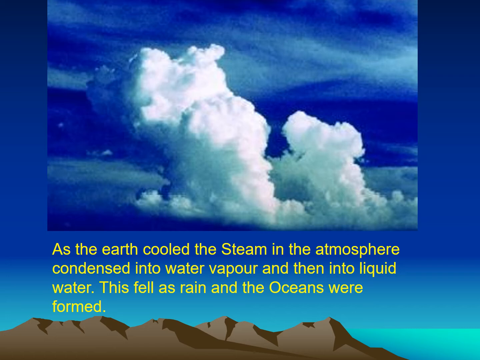And then as it rains, they form oceans, they form lakes and puddles, but eventually all of that water finds its way into the oceans. So this water vapor that formed from these volcanoes eventually cooled down, condensed, and fell back to the earth and formed the oceans as liquid water.